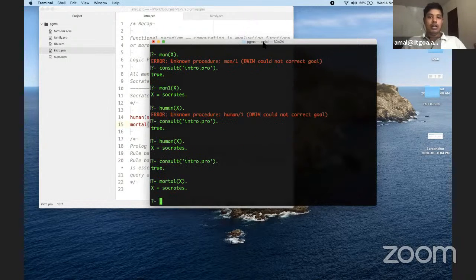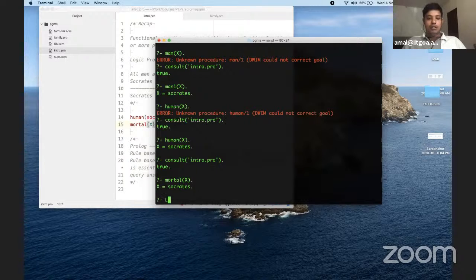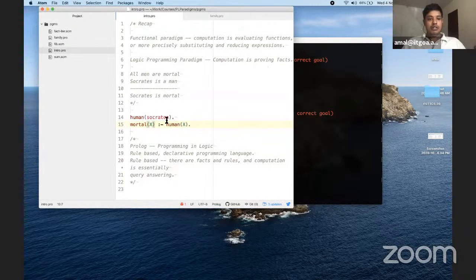Okay, so I wanted to show you, sorry for all the trouble. I have these two rules. One is a fact, human of Socrates. The other is mortal of X, and I am writing it the other way. If P implies Q, I am actually writing Q if P. That's how we will write it. You can read this as: mortal of X if human of X.